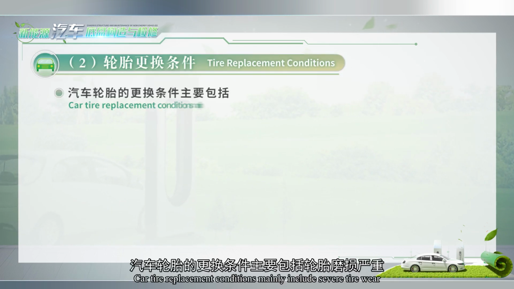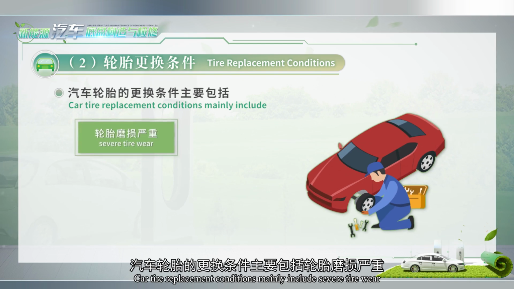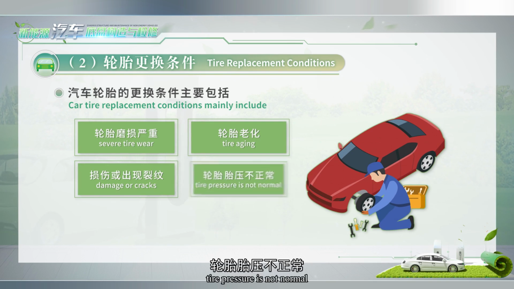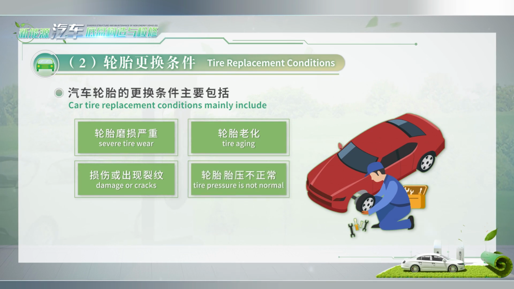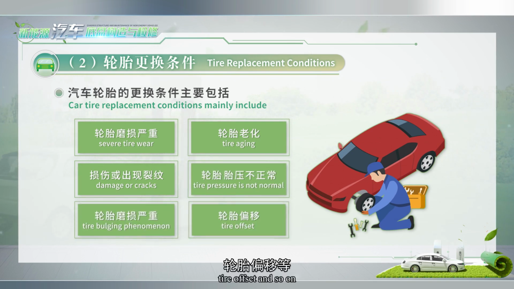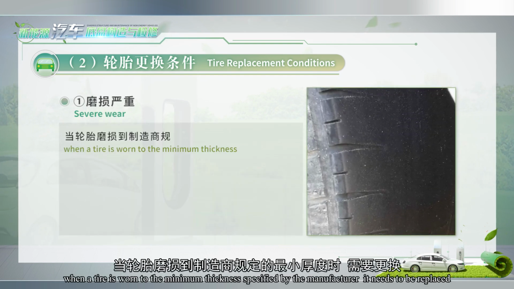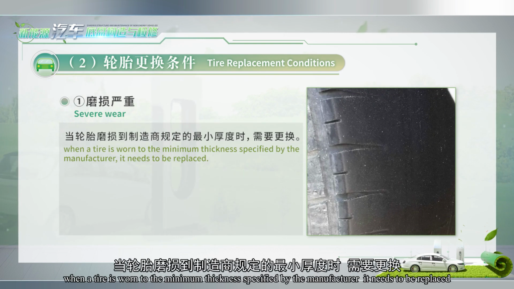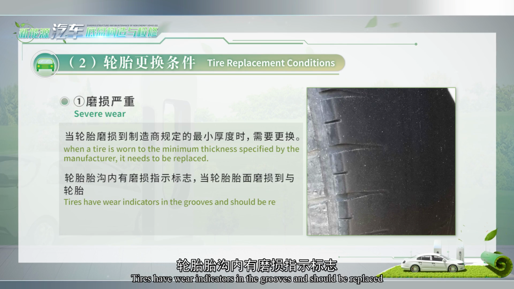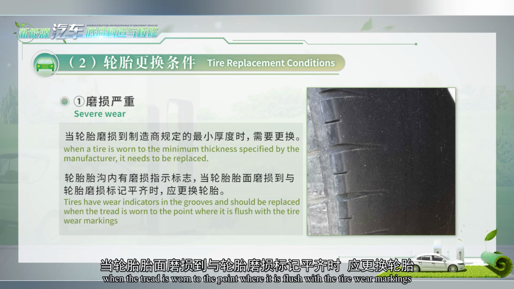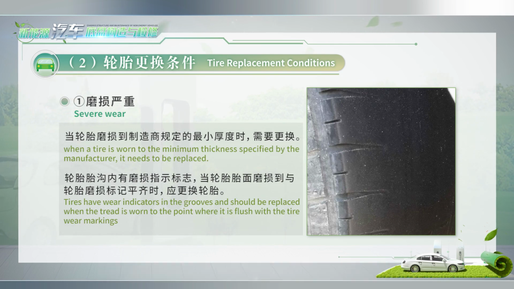Tire replacement conditions. Car tire replacement conditions mainly include severe tire wear, tire aging, damage or cracks, abnormal tire pressure, tire bulging, tire offset and so on. Severe wear: when a tire is worn to the minimum thickness specified by the manufacturer, it needs to be replaced. Tires have wear indicators in the grooves, and should be replaced when the tread is worn flush with the wear markings.